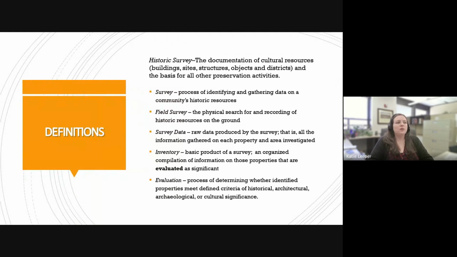To get more general, survey: the process of identifying and gathering data on a community's historic resources. Field survey: the physical search for and recording of historic resources on the ground. Survey data: raw data produced by the survey, that is, all the information gathered on each property and area investigated. Inventory: basic product of a survey, an organized compilation of information on those properties that are evaluated as significant. And then evaluation: the process of determining whether identified properties meet defined criteria of historical, architectural, archaeological, or cultural significance.